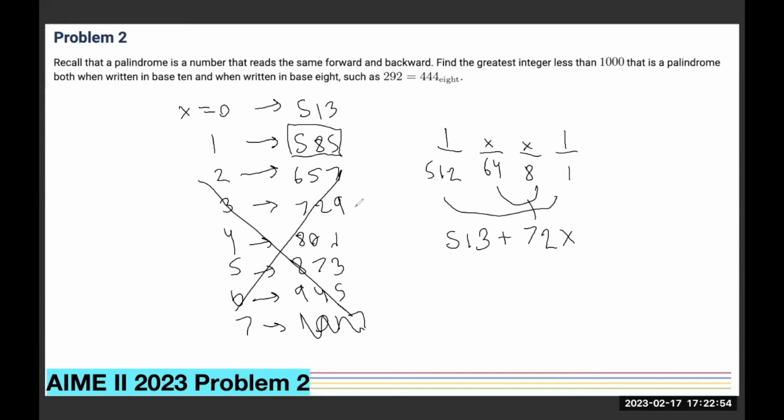Is it the answer, though? The answer is yes, because 585 itself has 1111 as its representation in base 8. So any number higher than that, between 585 and 999, would also have 4 digits in base 8. But we've just gone through every number that could have worked, because we started with the assumption that it had 4 digits in base 8. So there are no numbers greater than 585 that can meet the conditions of the problem. So we know 585 is our answer. And we're done.